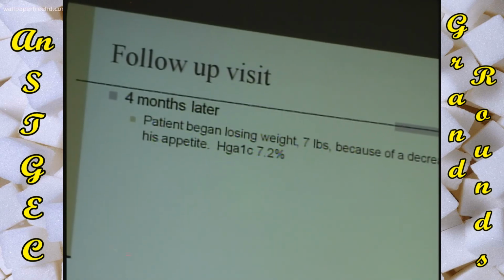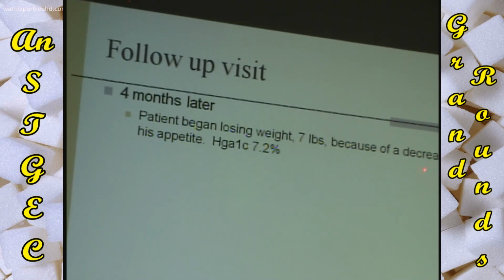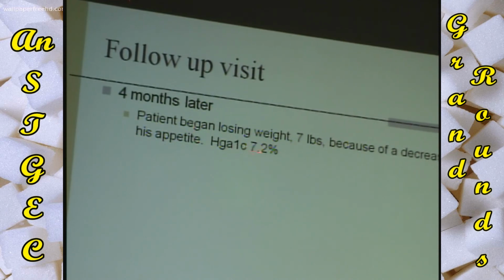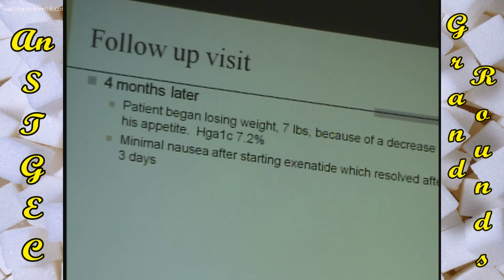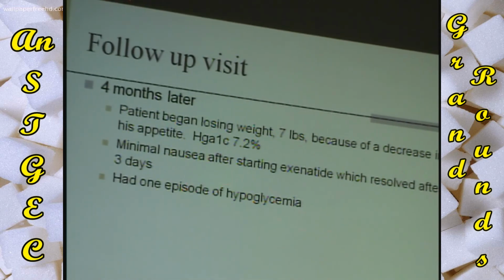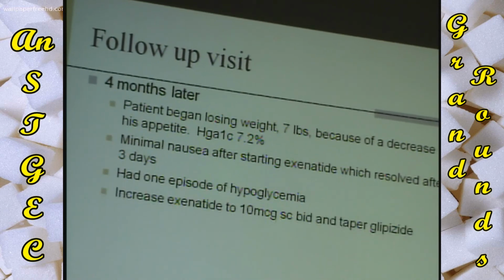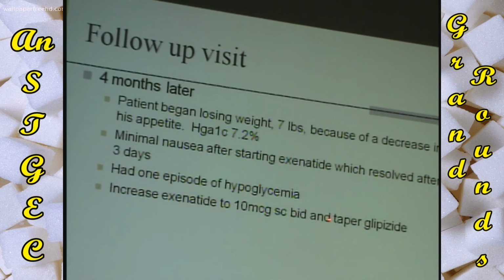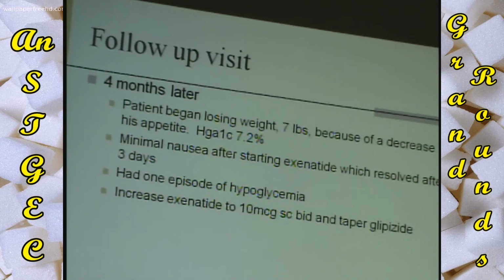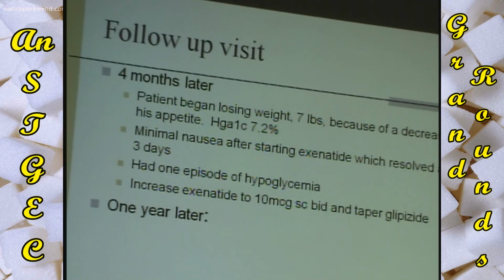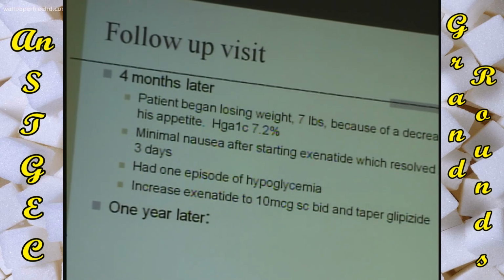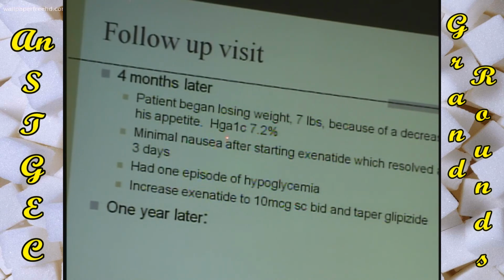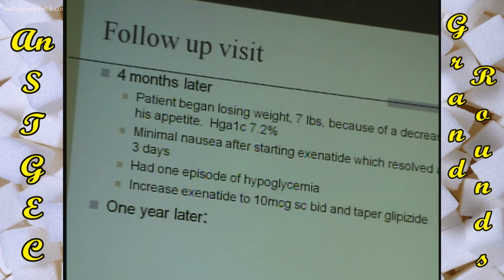Then on exenatide, the patient starts losing weight because he has decreased appetite. His hemoglobin A1C improves. He had a little bit of nausea at the beginning, but had only one episode of hypoglycemia. So we go ahead and increase the exenatide to the max dose and discontinue the sulfonylurea. So you wouldn't use them both because the Byetta makes you more susceptible to hypoglycemia? Right, you can use them both, but if you start having issues with hypoglycemia and the patient already has a target hemoglobin A1C, get rid of the one that you don't need.